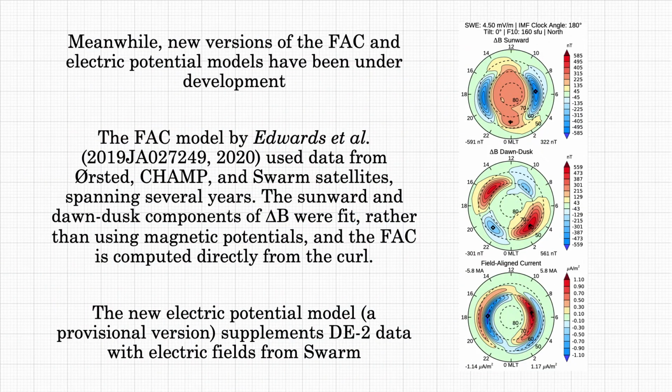Meanwhile, new versions of the FAC and electric potential models have been under development. The FAC model by Edwards et al. used data from Ørsted, Triad, and Swarm satellites spanning several years. The sunward and dawnward components of delta B were fit, rather than using magnetic potentials, and the FAC is computed directly from the curl. The new electric potential model, a provisional version at present, supplements the E2 data with electric fields from Swarm.